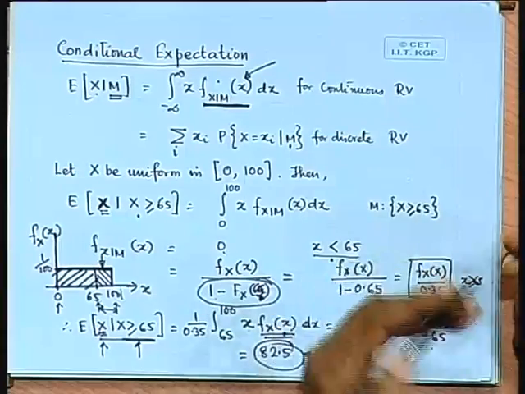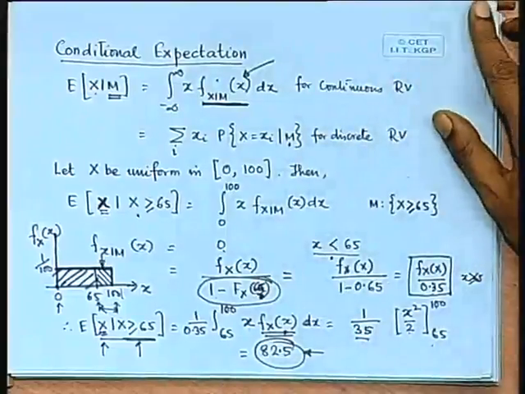Since the probability density function is uniform, this is also obvious, the mean is at the middle. So if you are considering people between 65 and 100, it is obvious that the mean is going to be at the middle of 65 and 100, which is nothing but 82.5, right. So this is called conditional expectation.